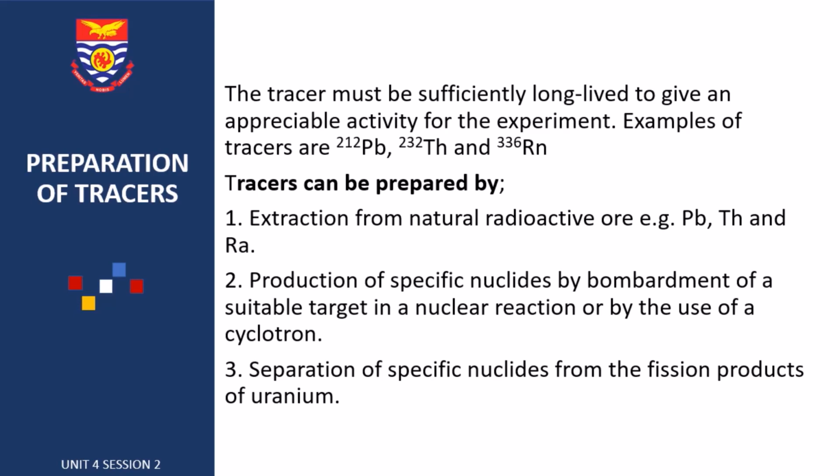We can also prepare tracers by the bombardment of a specific nuclide with a suitable target, and this can be done in a nuclear reaction or by the use of a cyclotron. Now the cyclotron projectiles are protons or even deuterons and other heavy ions. We can also get some of these radioactive tracers by separating them from fission products of uranium.